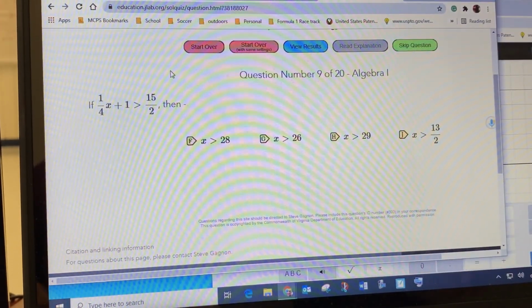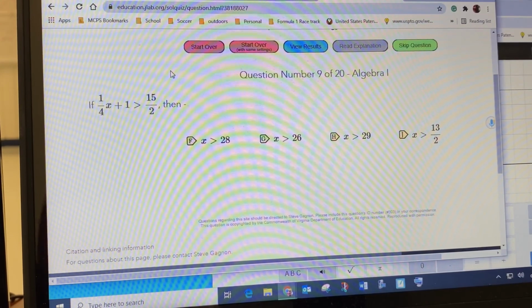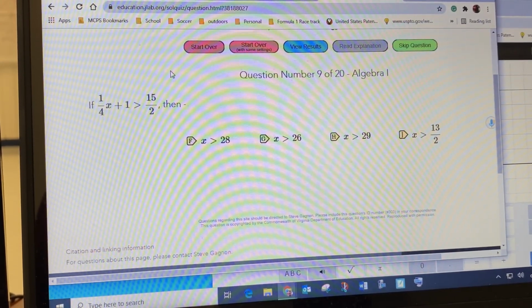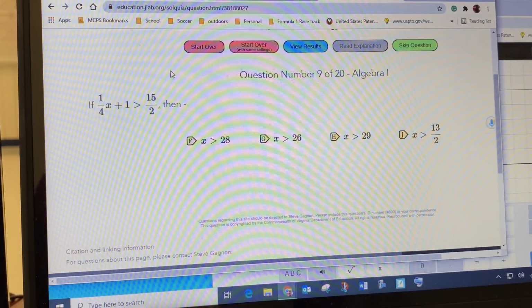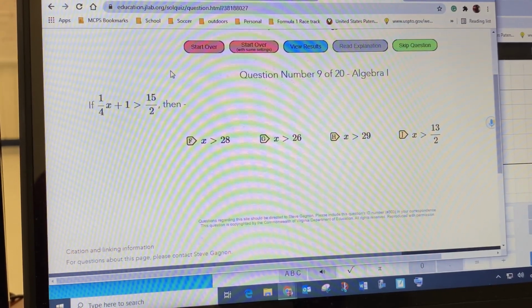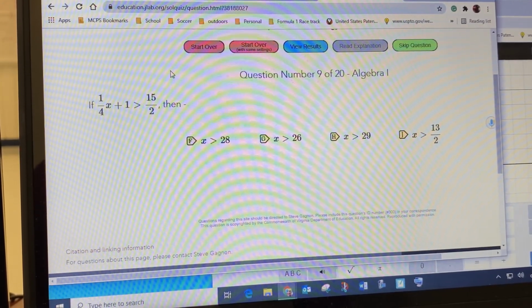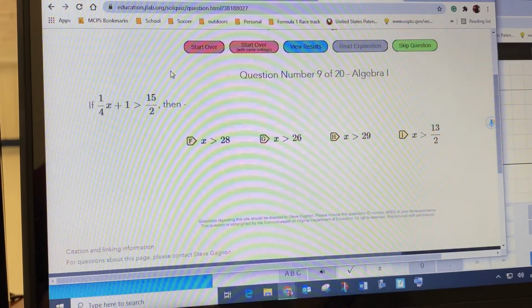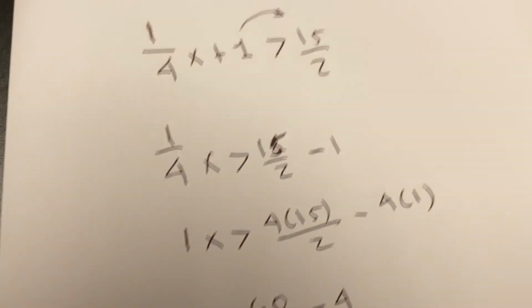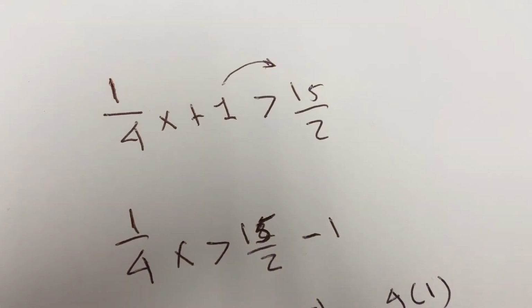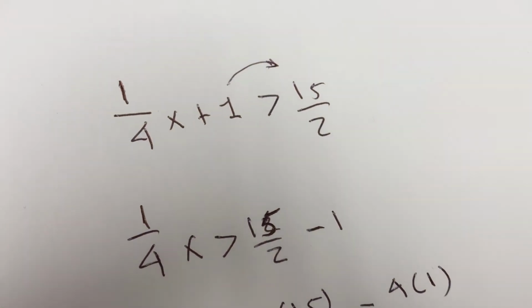All right, inequalities. They say 1/4 of x plus 1 greater than 15 half. Then x is, and the answers are in terms of x. x greater than 28, x greater than 26, x greater than 29, x greater than 13 over 2. Well, I did the calculations here, and this is what I got. So 1/4 of x plus 1 greater than 15 and a half.